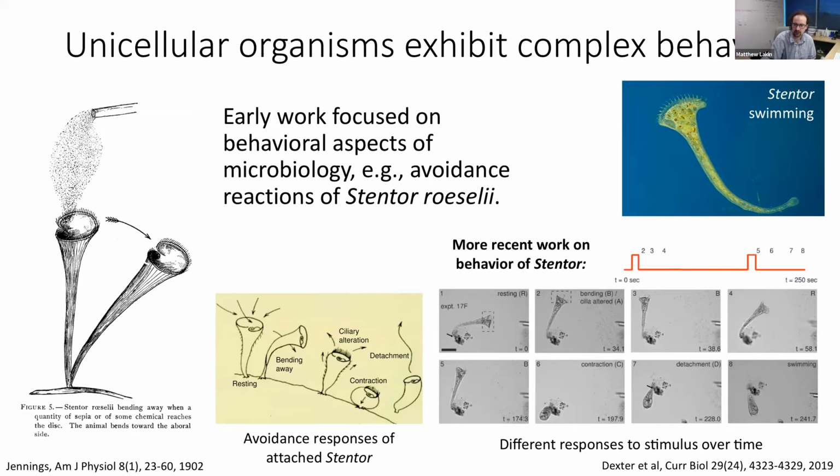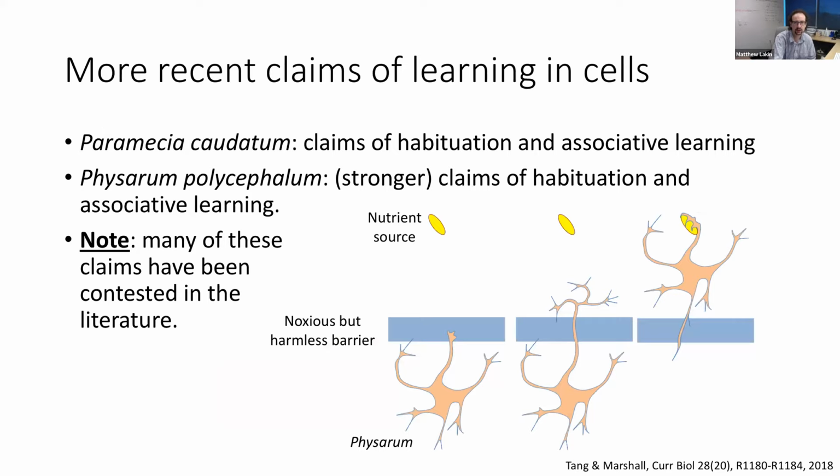So bending away is less extreme than detaching and just leaving the area completely. And in more recent work, there have been more claims in the intervening years that various kinds of cell can learn, including Paramecia and Physarum, which is slime mold. And these claims are arguably stronger for the Physarum.